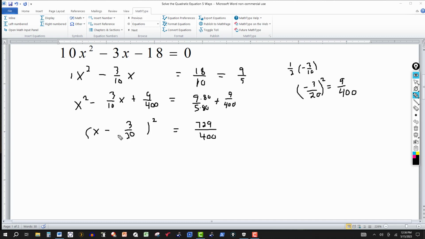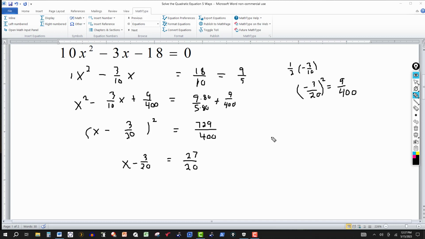It's like we have x squared is equal to 25. Take the square root of both sides and you have it. Well, in this case, we take the square root of the left side. You get x minus 3 over 20. That's what we get. It's a perfect square. Take the square root. And of course we saw earlier that 729 is a perfect square. 400 is a perfect square, 20 times 20. So the square root of 729 we saw was 27, and the square root of 400 is 20.